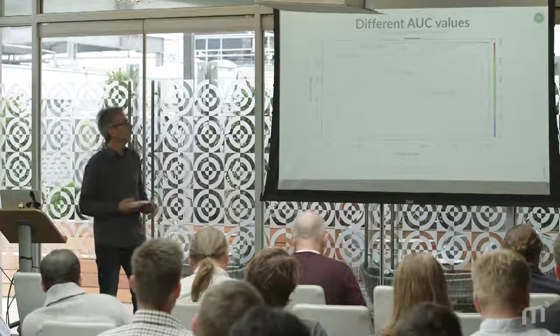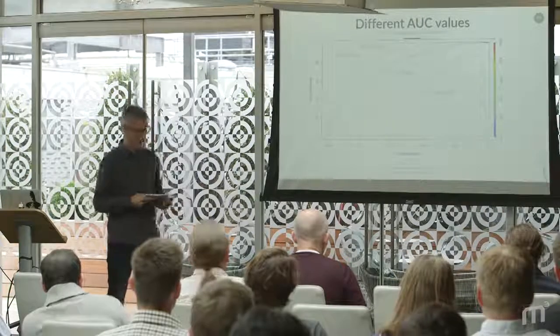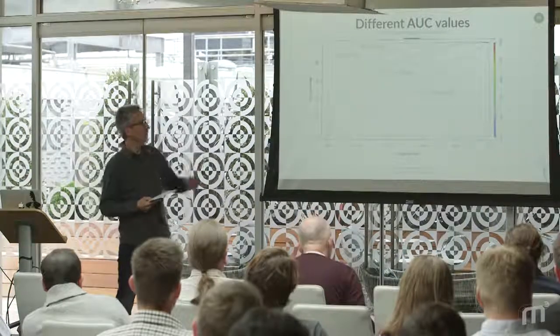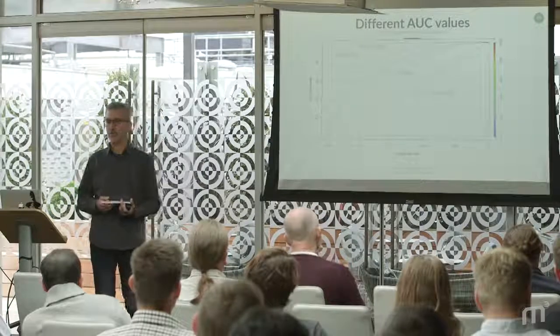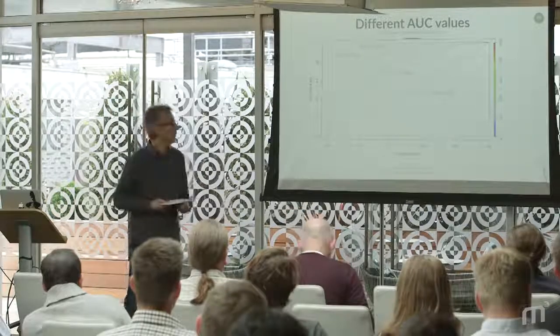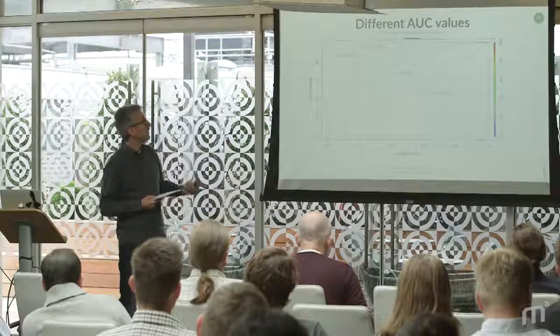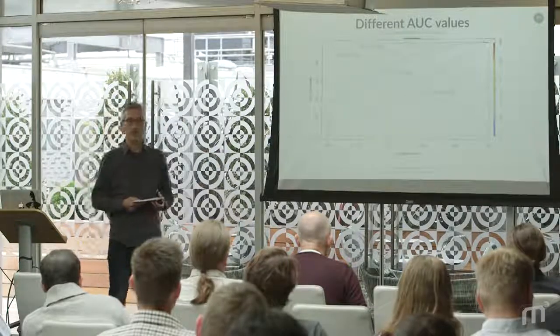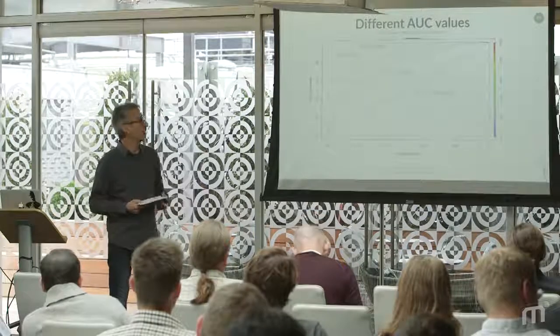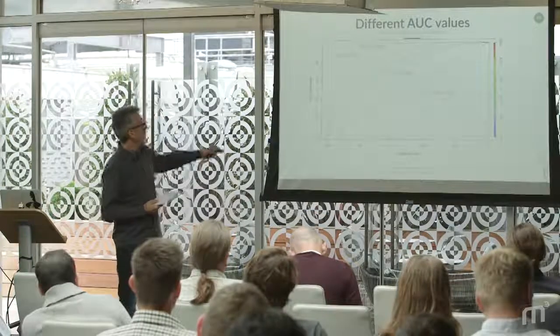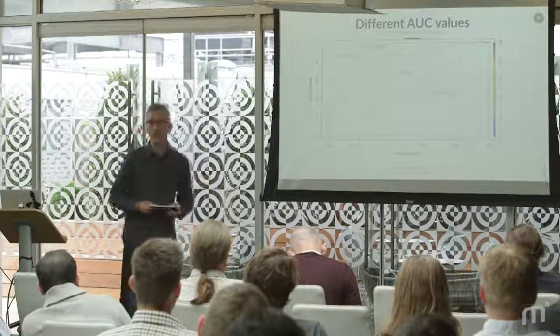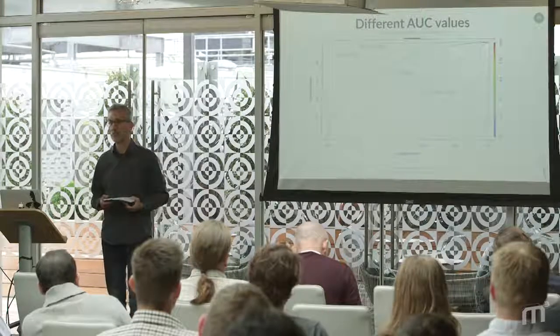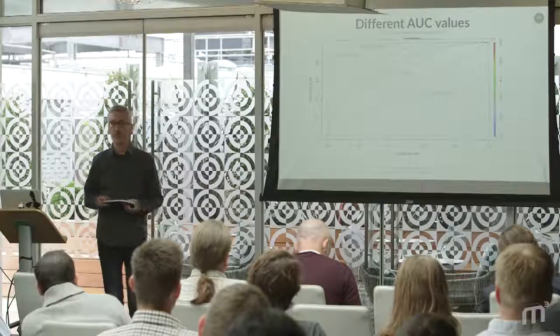Here you see different AUC values plotted. The diagonal line at 0.5 is not at all a good classifier. It's comparable to rolling a dice. When the model is getting better, it bends towards the upper left corner. And in theory, the best model would be a rectangle with AUC 1.0, with a false positive rate of 0 and a true positive rate of 1.